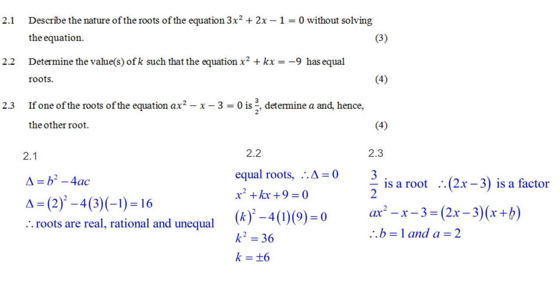1, which means the other root is minus 1. The other root is minus 1. And a has got to be 2. It's the only way it can work, because you're going to end up with, if that's 1, you're going to have 2x. And that's got to be minus 3 times x to make that minus x work. So the only thing a can be is 2, b is 1, but the other root is minus 1.